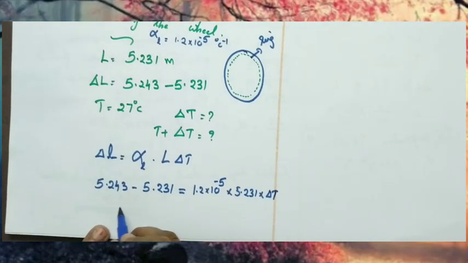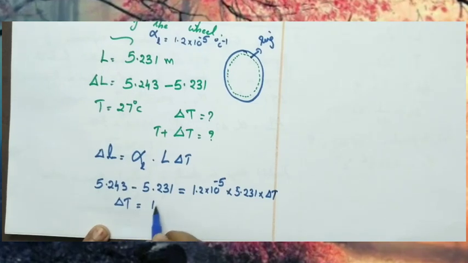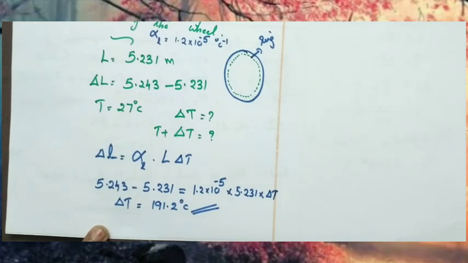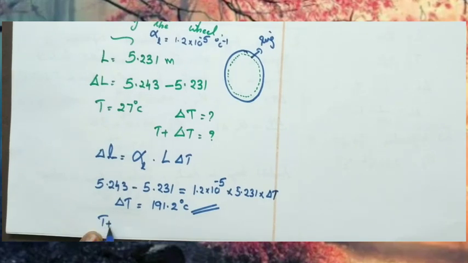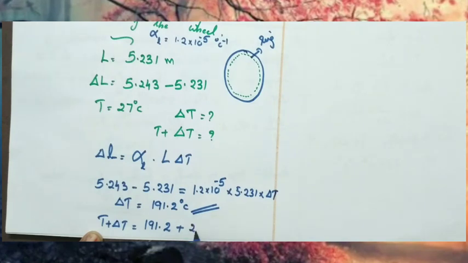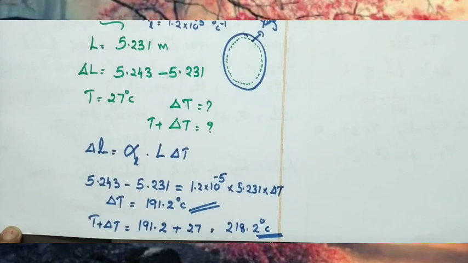After simplification, we will get delta T, the increase in temperature, equal to 191.2 degree Celsius. This is the value of the increase in temperature. Then we have to find out the final temperature, isn't it? T plus delta T is 191.2 plus the initial temperature, 27. So after simplification, we get 218.2 degree Celsius. Okay children, so the final temperature is 218.2 degree Celsius.